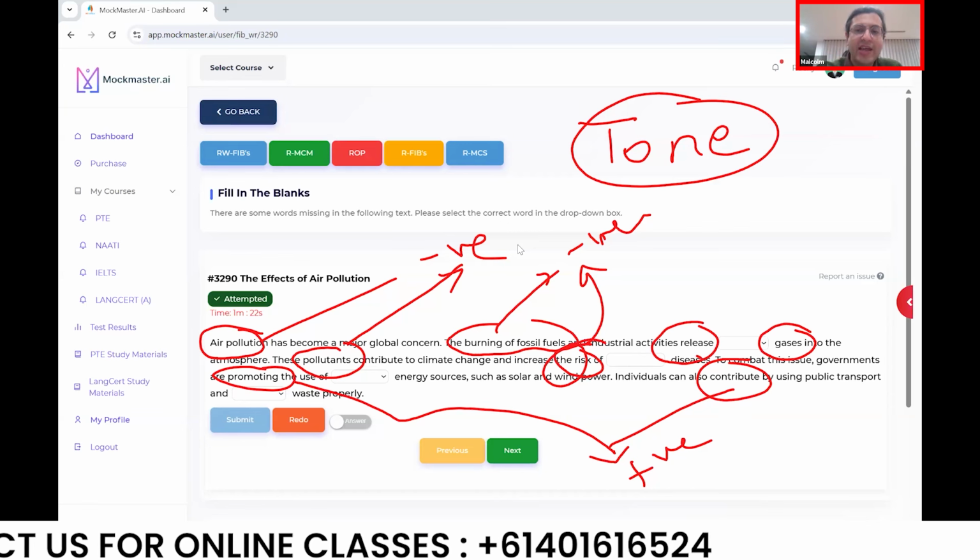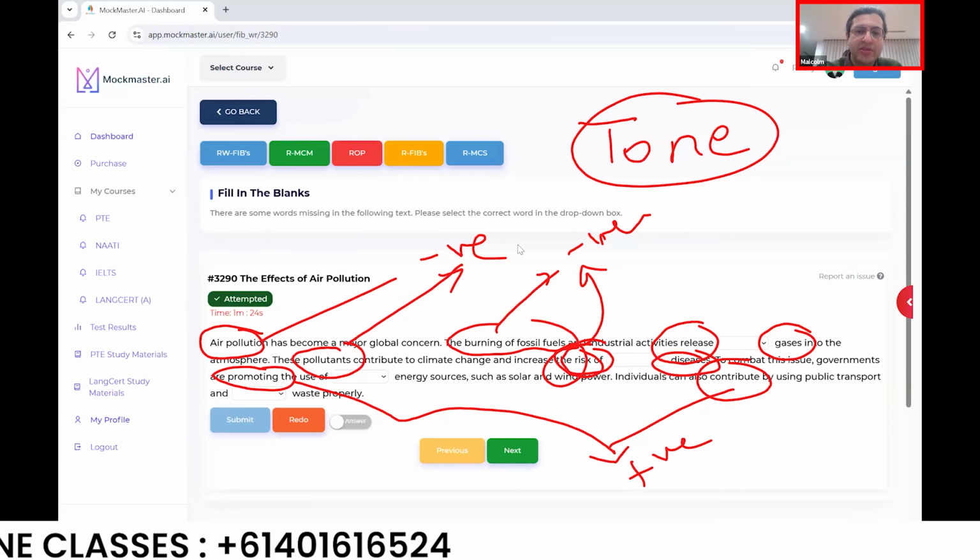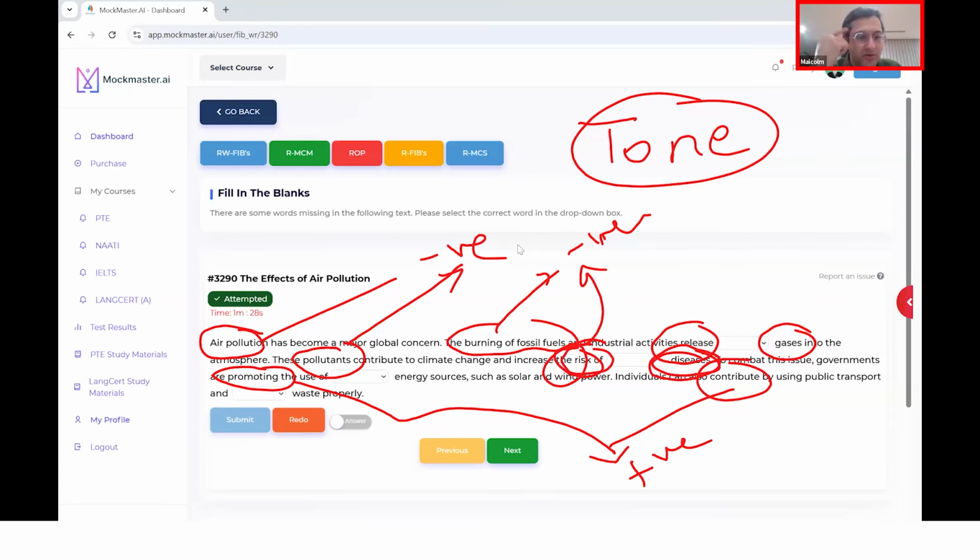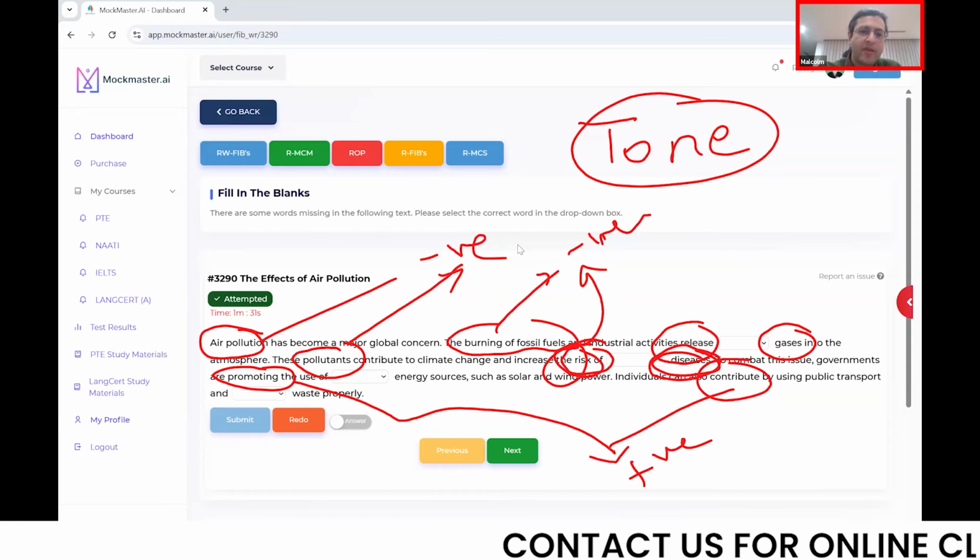The risk of dash diseases. Firstly, it is negative, risk and disease. Disease is also negative. Which type of diseases? You have to think. Before you click, try to guess the answer.